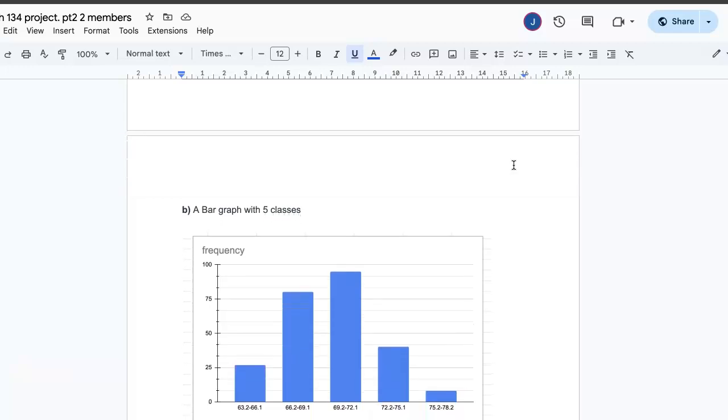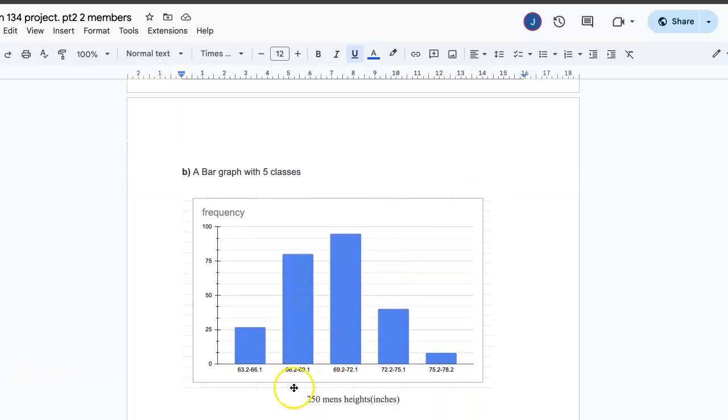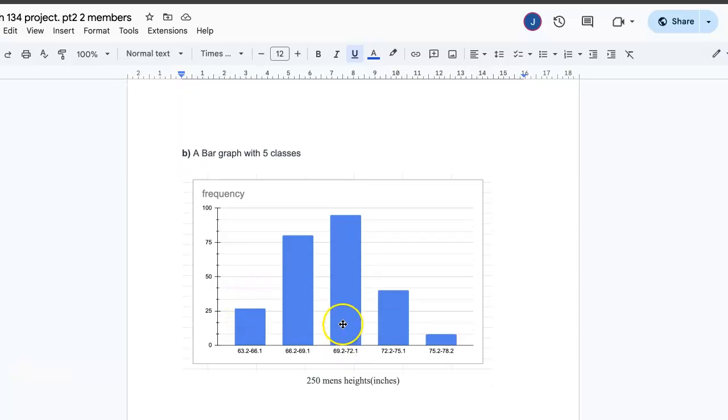Now here we have a bar graph with 5 classes. Now it is for 250 men's heights. So here we have 5 classes.